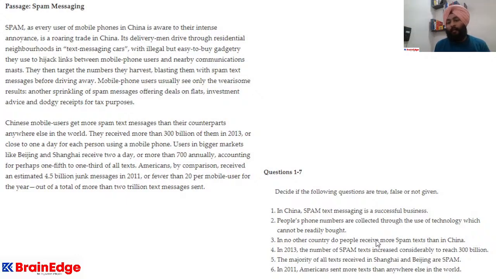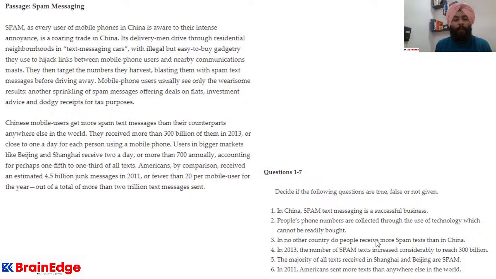So the third question is saying that in no other country do people receive more spam texts than in China. That China is the only country, or the country, having the highest number of spam messages. Let's see. Then they get the target number they harvest, blasting them with spam text messages before driving away. Mobile phone users usually see only the results. Okay, nothing mentioned here to be precise.